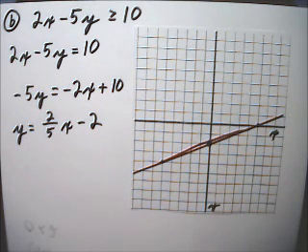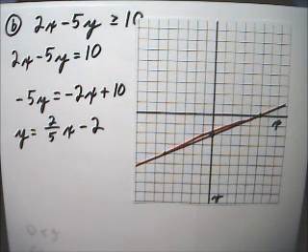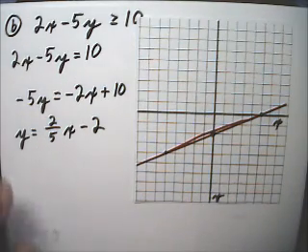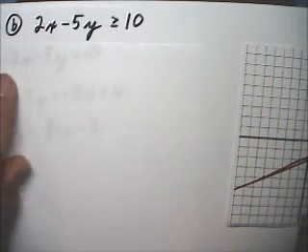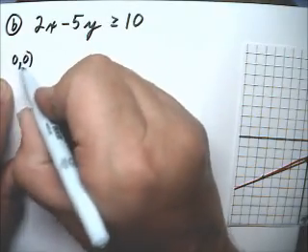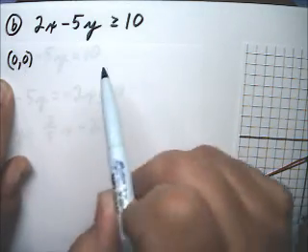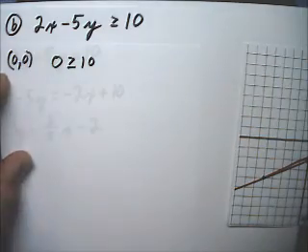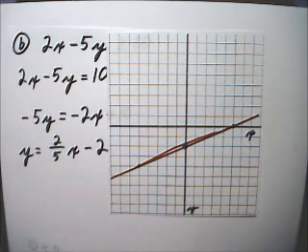That's the line. And now we need to figure out if we're going to shade above the line or below the line, to the right or left, however you want to look at it. And this time the origin is free, so I can test the origin. I'm going to test the point 0, 0, and the reason it's such a nice point to test is because everything goes away here, and I'm left with 0 is greater than or equal to 10. And that's false. So that means the origin is not part of the solution.